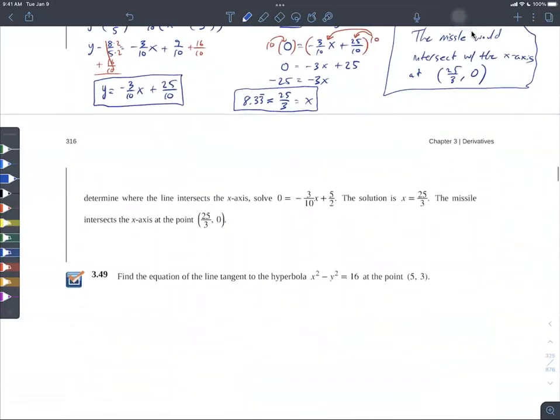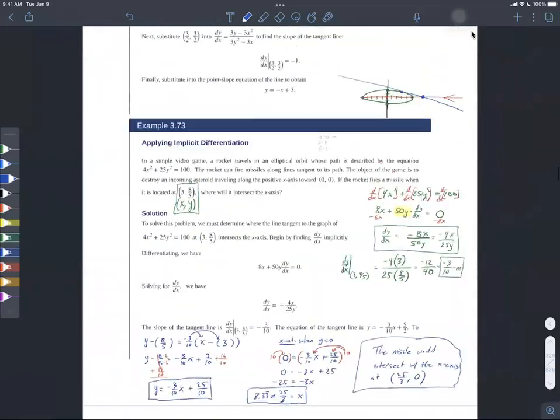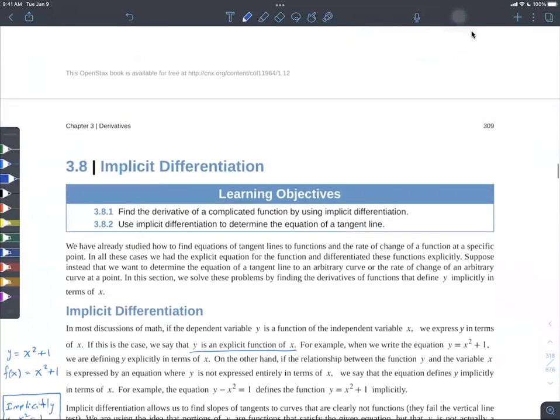All right. And that is the end of this section on implicit differentiation. So hopefully we now know a couple of things: how to find the derivative of a complicated function using implicit differentiation, and how to use implicit differentiation to find the equation of a tangent line. Okay, well that mostly relies on 3.81 to find the derivative using implicit differentiation.